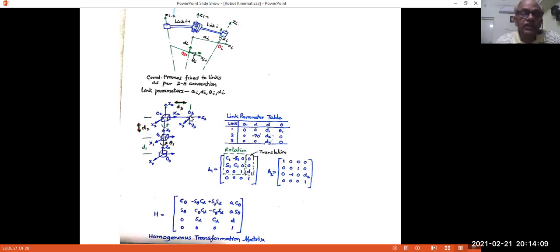Similarly, for A3, if you substitute these values, you will get a similar 4 by 4 matrix relating O3 to O2. All you have to do now is multiply A1, A2, A3 in that order. You will get a relation between the third frame and the base frame. That is what we call H30.